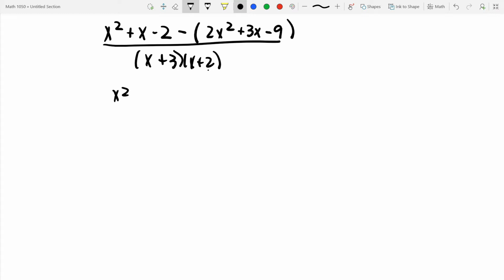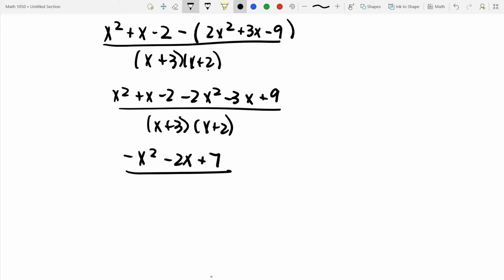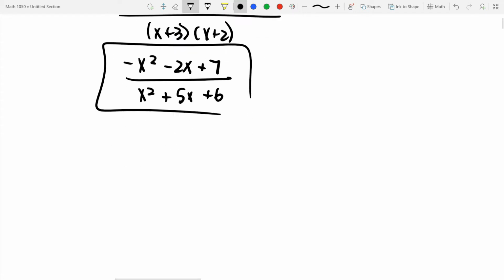Then I simplify that, so it's x squared plus x minus 2, minus 2x squared minus 3x plus 9. The bottom is still x plus 3 times x plus 2. Simplify the top: negative x squared minus 2x plus 7 all over. If you wanted to multiply that out, x squared plus 5x plus 6, nothing will cancel. That's your answer. Most of the time, you guys, the bottom will just stay x plus 3 times x plus 2. Okay? Okay, I'm only going to do 4 more.